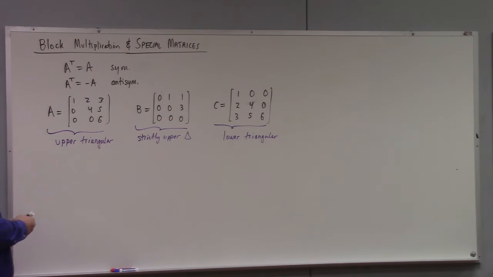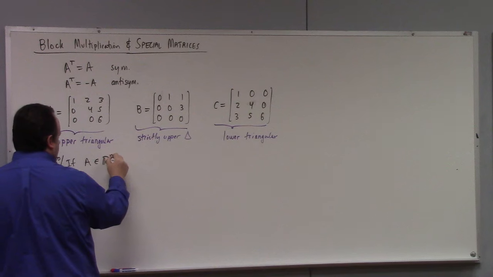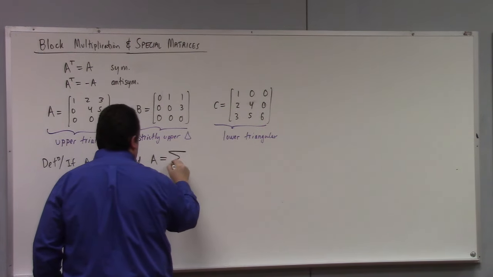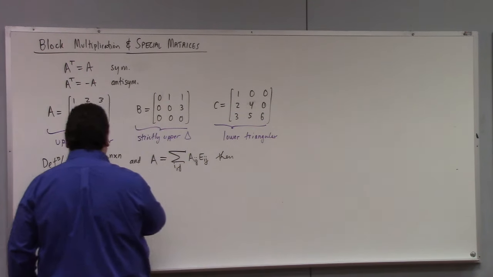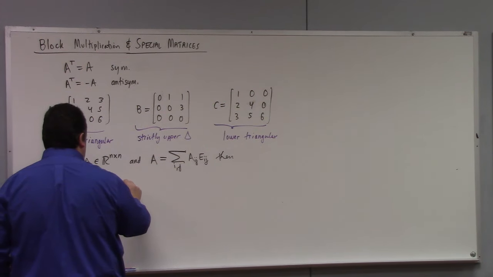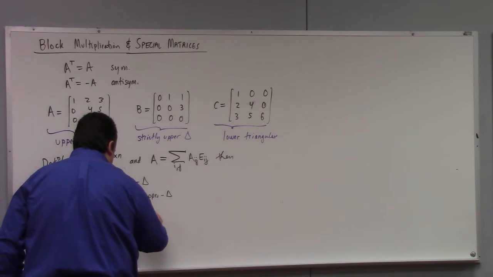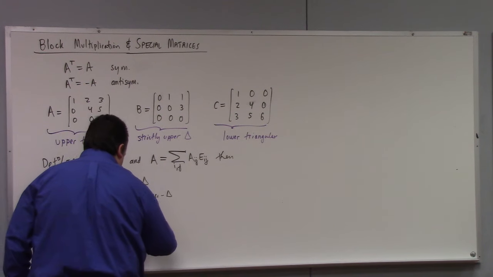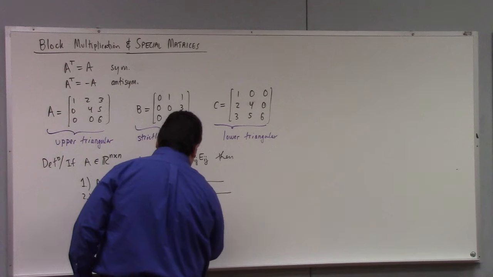If we wanted to come up with an explicit definition for these things, which was based on the notation I just introduced, how would you do it? Let's see if we can figure it out. So if A is in R^(n by n), and A is equal to a sum over i and j of aij Eij, all right, then number one, number two, number three, number four. A is upper triangular. A is strictly upper triangular. A is lower triangular. A is strictly lower triangular. If fill in the blank, fill in the blank, fill in the blank, fill in the blank.